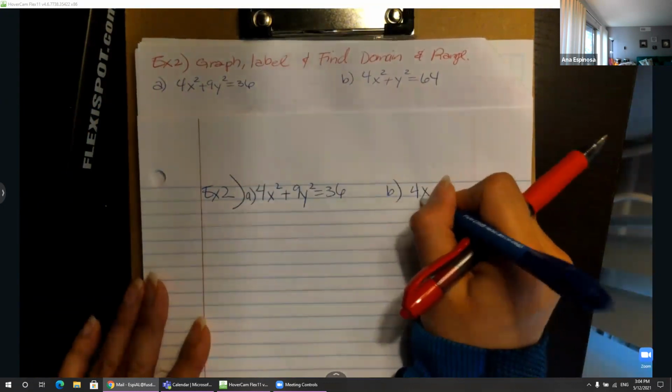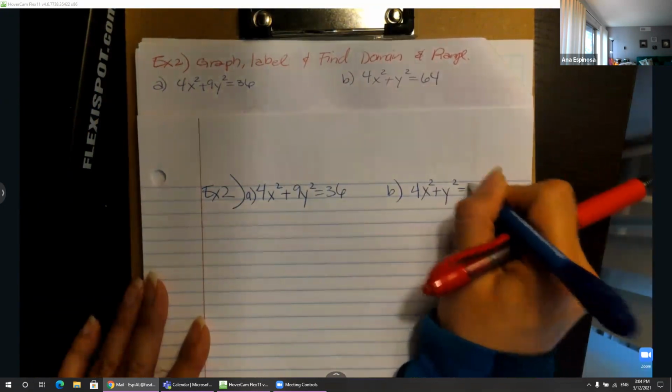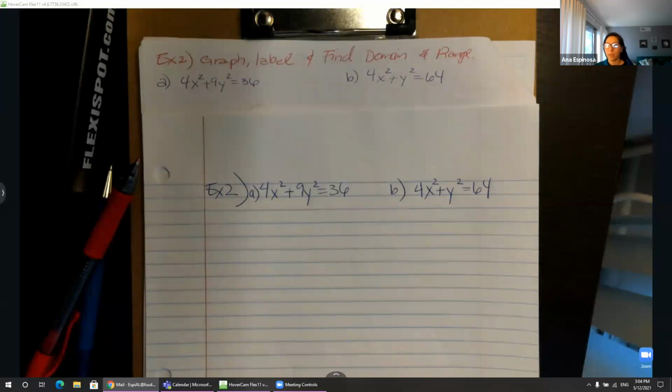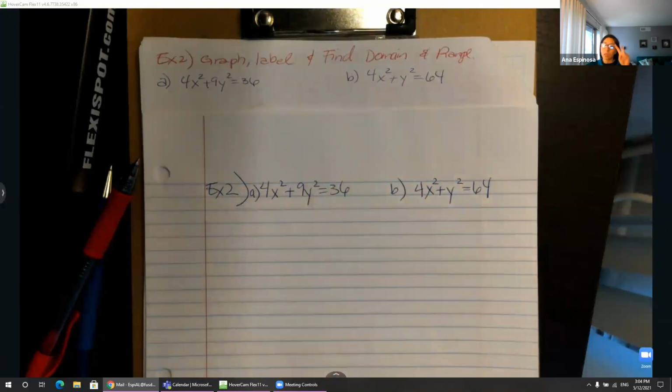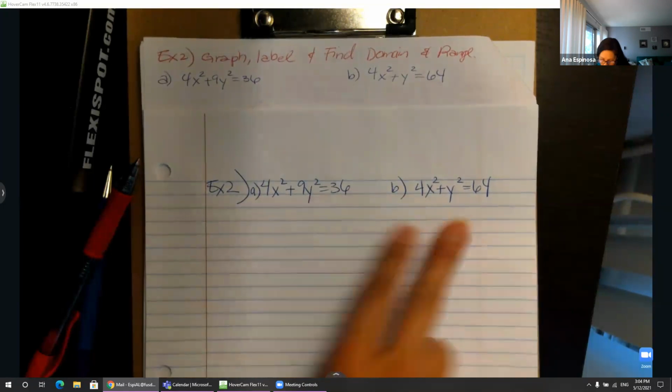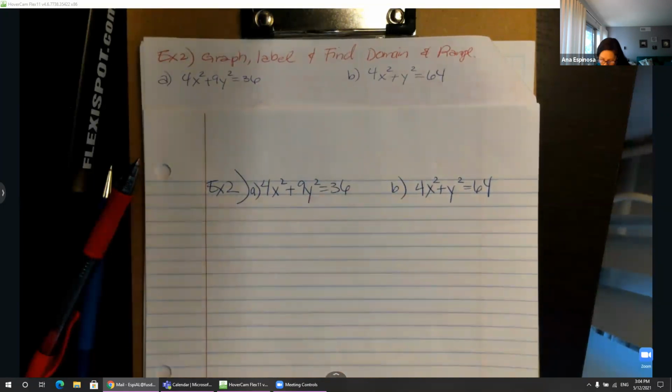I'm just going to help you get started with the algebra. Now, we said 3 things about the format. Number 1, both variables have to be squared. They are. Number 2, they are equal to 1. That is not the case. Number 3, they have denominators. That is also not the case. So these are in the incorrect format. It does not mean that they are not ellipses. It just means that they're not in the correct format.